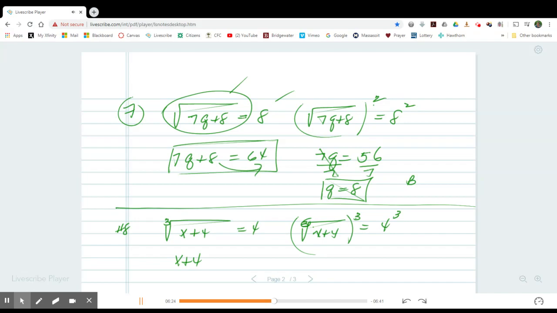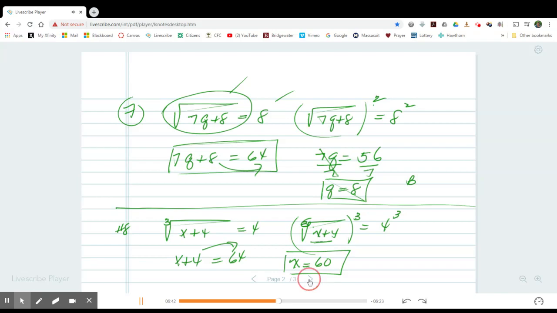4 cubed. 4 fours is 16 times 4 is 64. What could be easier here? Subtracting 4 on both sides, I get x is equal to 60. And if I look at my answers, number 8 is indeed letter A. Hallelujah.